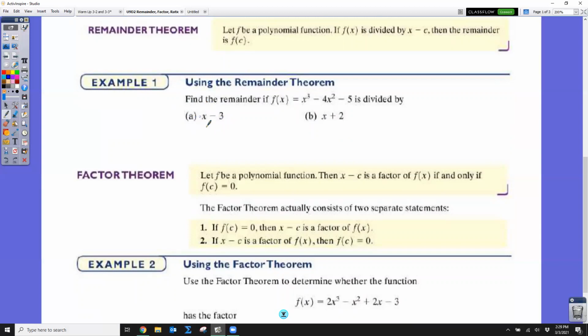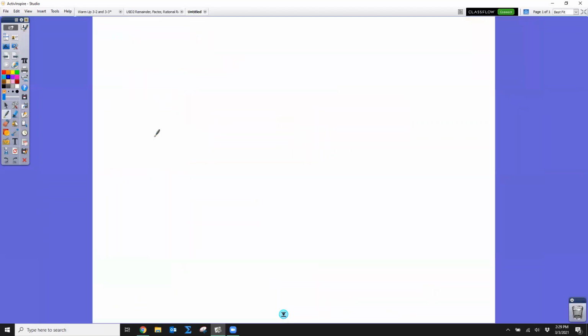So if x minus 3 was the factor, if we were trying to figure out what makes this equal to 0, if you want to think of it that way, basically we're saying 3. So what we'll do is we'll always write 3. Remember, for synthetic division, and it's been a little while, you put a little box like that.